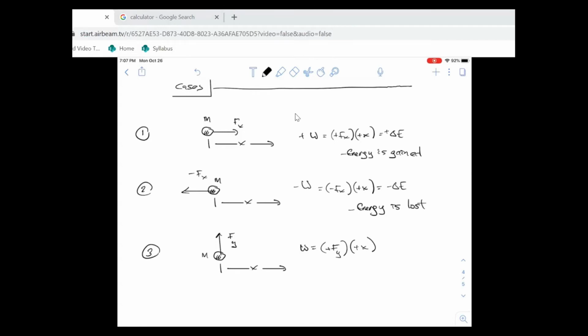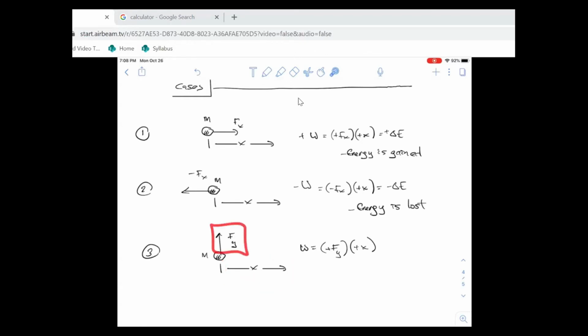Since there is still displacement, I think work is still being done. Okay, I'll give you 5 points for saying something. So the work, is it going to be positive, is it going to be negative, or is it going to be no work?